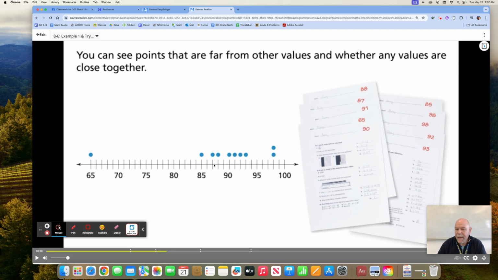87, and then 91, 65 is way over here. 90, and then over here you can see that there's two 98s, and they happened right in a row. So if there's two, you put two dots and then singles for everyone else. And you can see there's 1, 2, 3, 4, 5, 6, 7, 8, 9, 10 quiz scores, 10 dots to represent the quiz scores. So this dot plot represents his quiz scores.